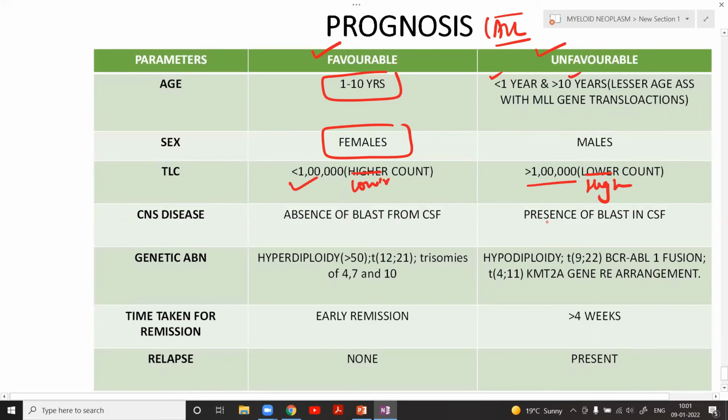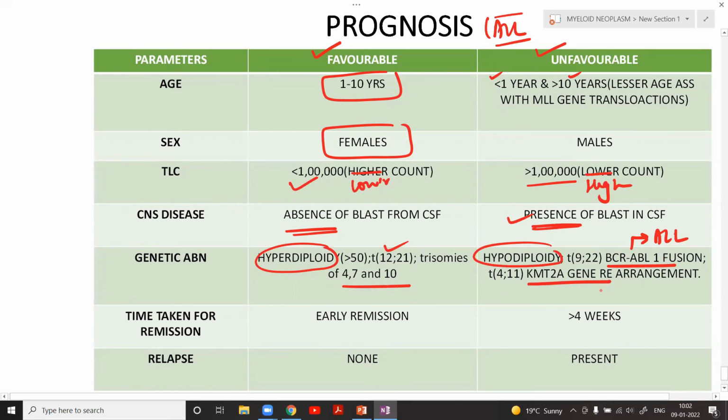If there is presence of CNS disease, it indicates a bad prognosis. Absence of CNS disease is a good prognosis. As I told you, hyperdiploidy is a good prognosis. Hypodiploidy is a bad prognosis. Now, translocation 12;21 and trisomies 4, 7, 10, all of these are favorable prognosis. Okay, whereas if BCR-ABL1 gene fusion is present, yes, you heard right, BCR-ABL, which was common in CML, it is also seen in ALL. And if it is present, it portends a poor prognosis. KMT2A gene rearrangement also portends a poor prognosis.